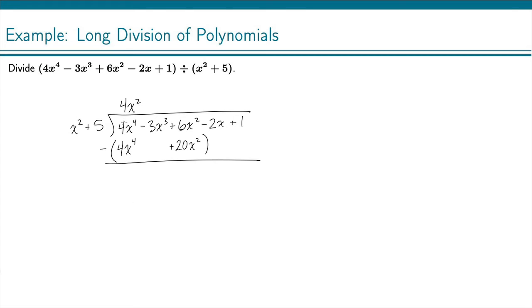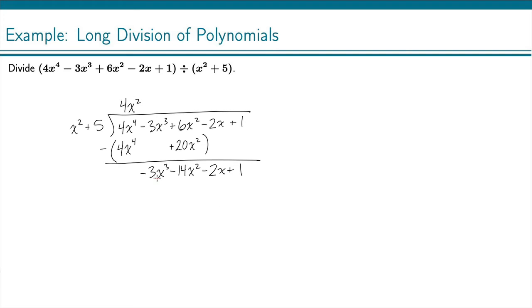Okay, so now I subtract. My first term should always cancel out. So the 4x to the fourth is gone. I've got 3x cubed minus nothing. So that just comes down. That's negative 3x cubed. Here I have 6x squared minus 20x squared. So that's minus 14x squared. And then my minus 2x and plus 1, there's nothing to subtract from those, so we just bring them down.